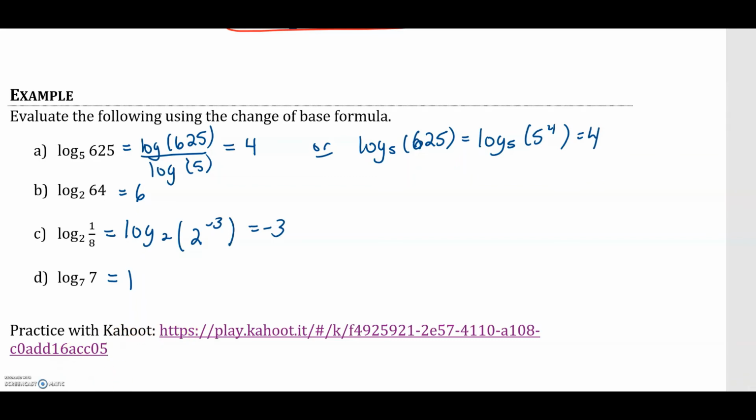We now have the basics to solve exponential equations. And a lot of the time with exponential equations, we just need to practice to implement each of the properties that we know about logarithms and exponents. So, see you in the next video.